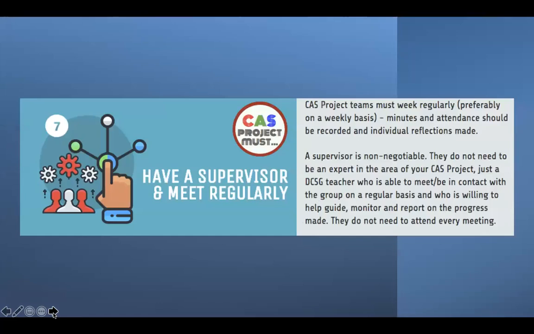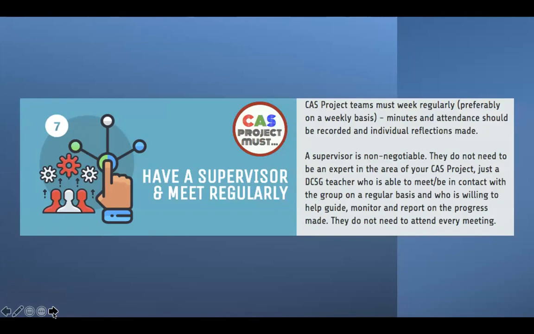You must have a supervisor who meets with you regularly. So unlike your experiences, your CAS project must have a supervisor that meets you regularly, weekly, fortnightly, whatever the schedule would be, but they must meet with you and discuss things. Now, your teacher does not need to be an expert in your project, but they need to be someone within school. So it does need to be a teacher within school who can meet with you and guide you and track what you are doing.